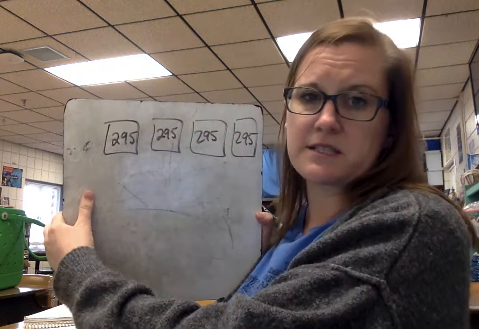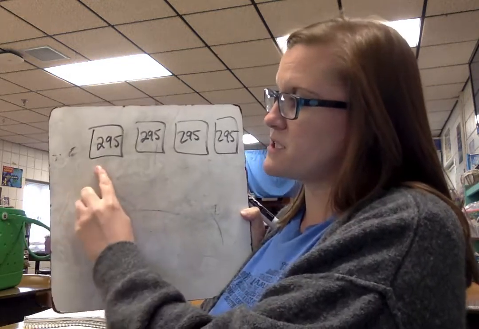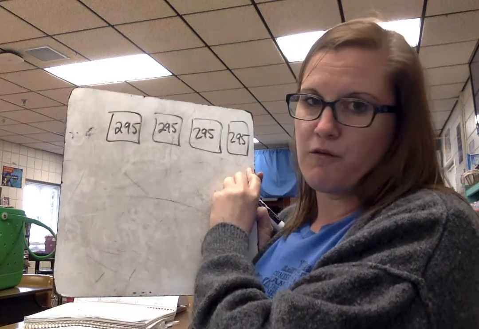All right, each 4th grader was asked to buy 4 boxes of crayons for the class. If each box of crayons holds 295 crayons, how many crayons did each student buy? It's a lot of crayons. So we got 4 boxes, each with 295 in them, and we want to know how many crayons. It seems like an unreasonable amount of crayons for one kid to buy, but you would need to add 295 4 times, or do 295 times 4. Okay, so I'll type that in.